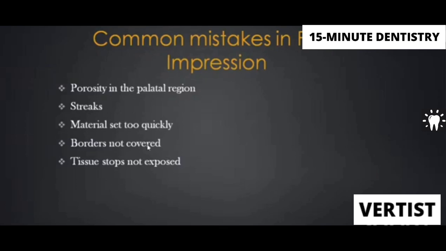And tissue stops are not exposed because maybe you have not applied pressure evenly and sufficiently. So first, when you place it in the patient's mouth, in the area of the tissue stops, two fingers like this, press, count till 10 in your mind, 1, 2, 3, 4, 5, 6, 7, 8, 9, 10, then hold the tray and then start with the molding, and continuously keep on molding till the final impression material sets.